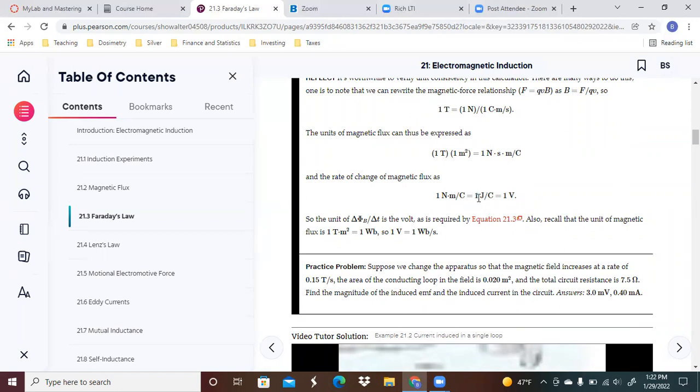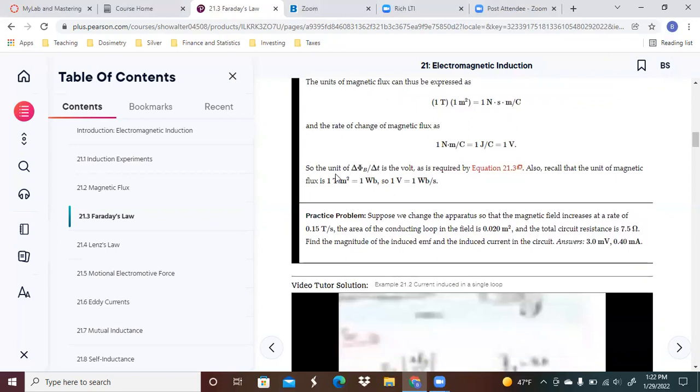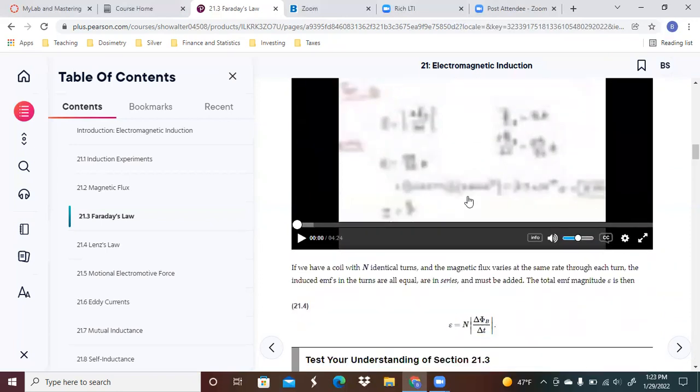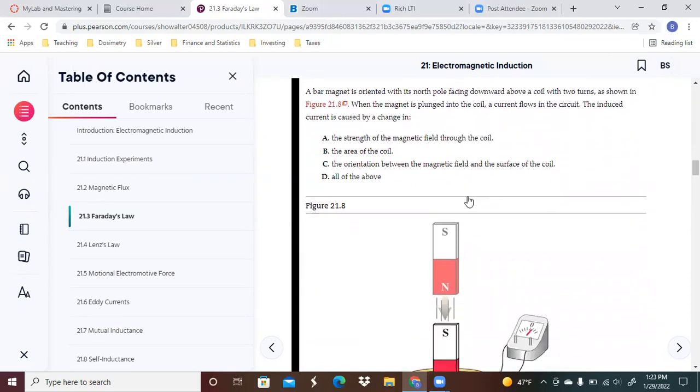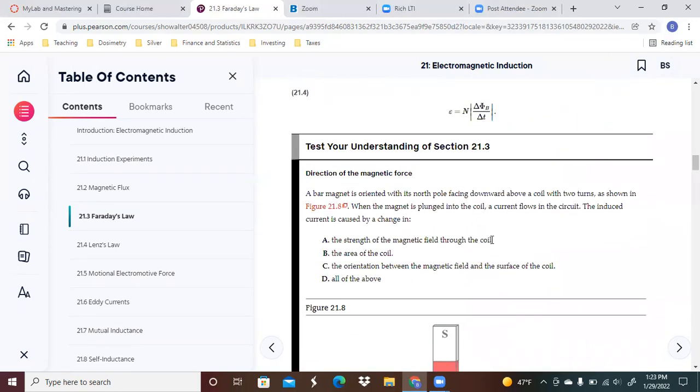Anyway, all of that being combined, you get 1 joule per Coulomb, which is the same as a volt. So the unit of the change of the magnetic flux per time is the same as the volt. So you can see here that 1 Tesla meter squared is the same as 1 Weber, so that 1 volt is equal to 1 Weber per second. That's an interesting little connection there. So let's take a look at this.